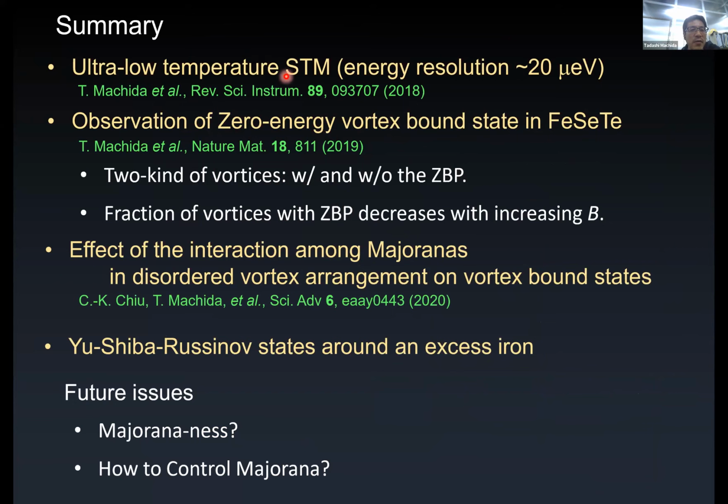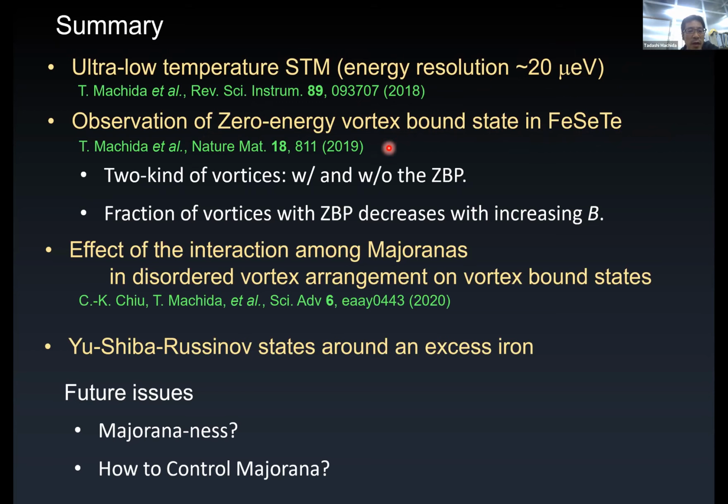To detect the Majorana quasi-particles in the topological superconductors, we have constructed an ultra-low temperature dilution refrigerator STM that has the capability to do very stable spectroscopic imaging measurements with an ultra-high energy resolution of about 20 microelectron volts. And by using this dilution refrigerator STM, we have performed STM experiments around the vortex core of the selenium doped iron telluride. And we observed the zero energy peak around the vortex core in this material.